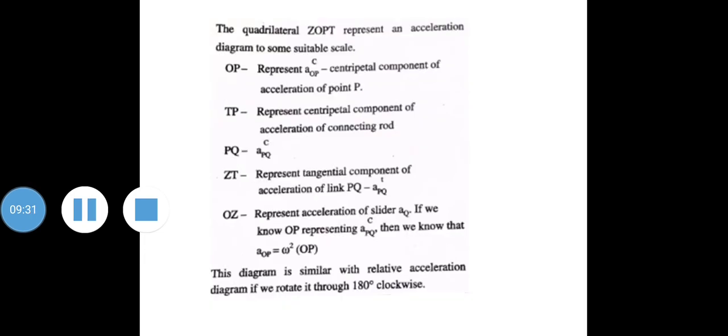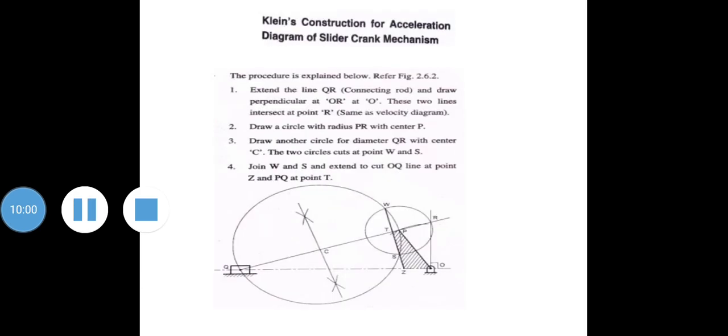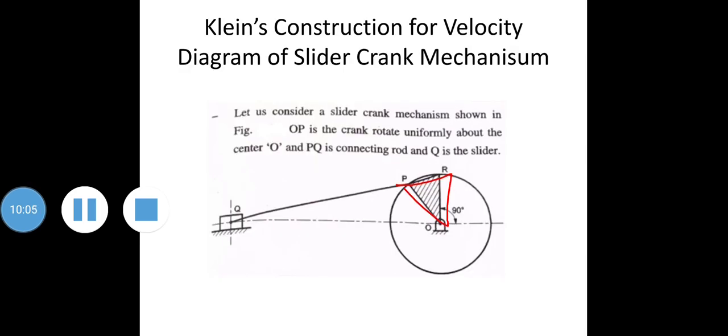Over here, this OP represents the centrifugal component of the acceleration, TP represents the acceleration of connecting rod, QR is nothing but acceleration of PQ, ZT represents the tangential component of acceleration, whereas the last, that is OZ, represents acceleration of a slider. So this is all about the acceleration diagram by using Kelvin's construction, and this was the diagram for velocity by using Kelvin's construction.